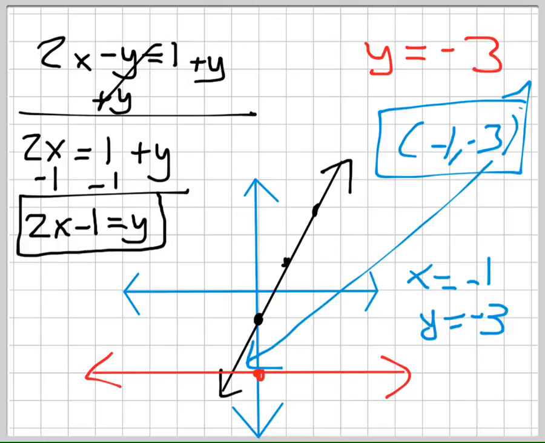Yes, question? How did you get negative 1 and negative 3 together? Because that's the coordinate where they intersect, right? That coordinate is negative 1, negative 3. Okay. So these problems say, if there's one solution, name it. There's one solution, I name the solution.